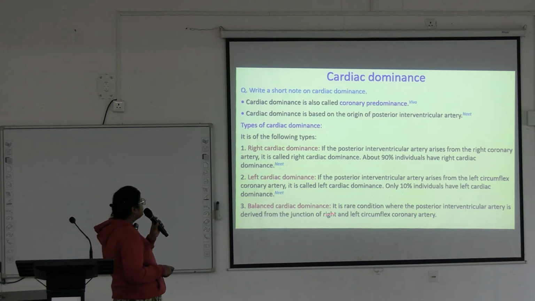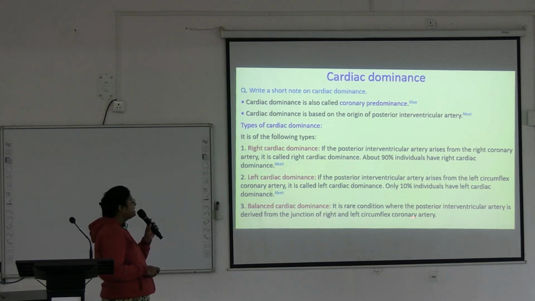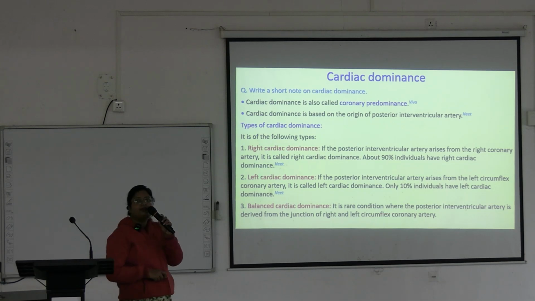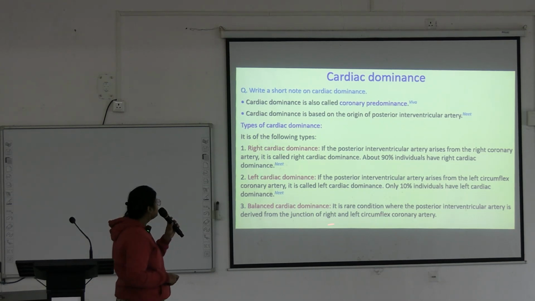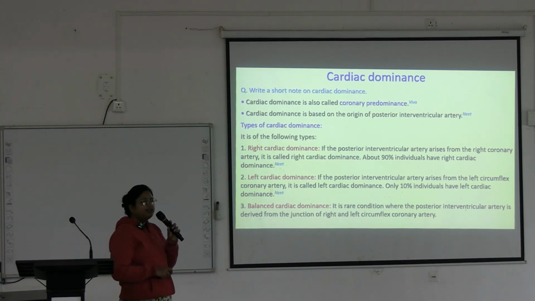Next is balanced cardiac dominance. It is a rare condition where the posterior interventricular artery is derived from the junction of right and left circumflex coronary artery. Okay. So balanced cardiac dominance is a very rare situation. Only these two are commonly present: 90%, 10%. Okay.